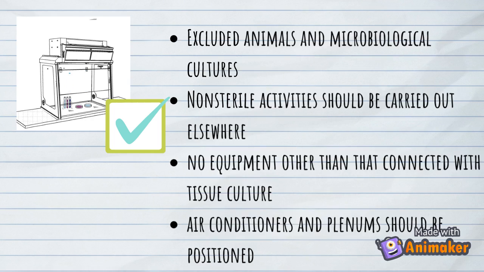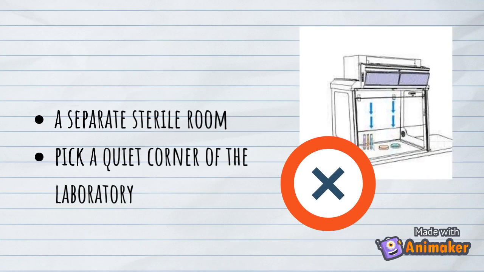Non-sterile activities such as sample processing, staining, or extraction should be carried out somewhere else. No equipment other than that connected with tissue culture should be present, and air conditioners and plenums should be positioned so that the effluent air does not compromise the functioning of the hood. While for without laminar flow, a separate sterile room should be used for sterile work. Pick a quiet corner of the laboratory with little or no traffic and no other activity.